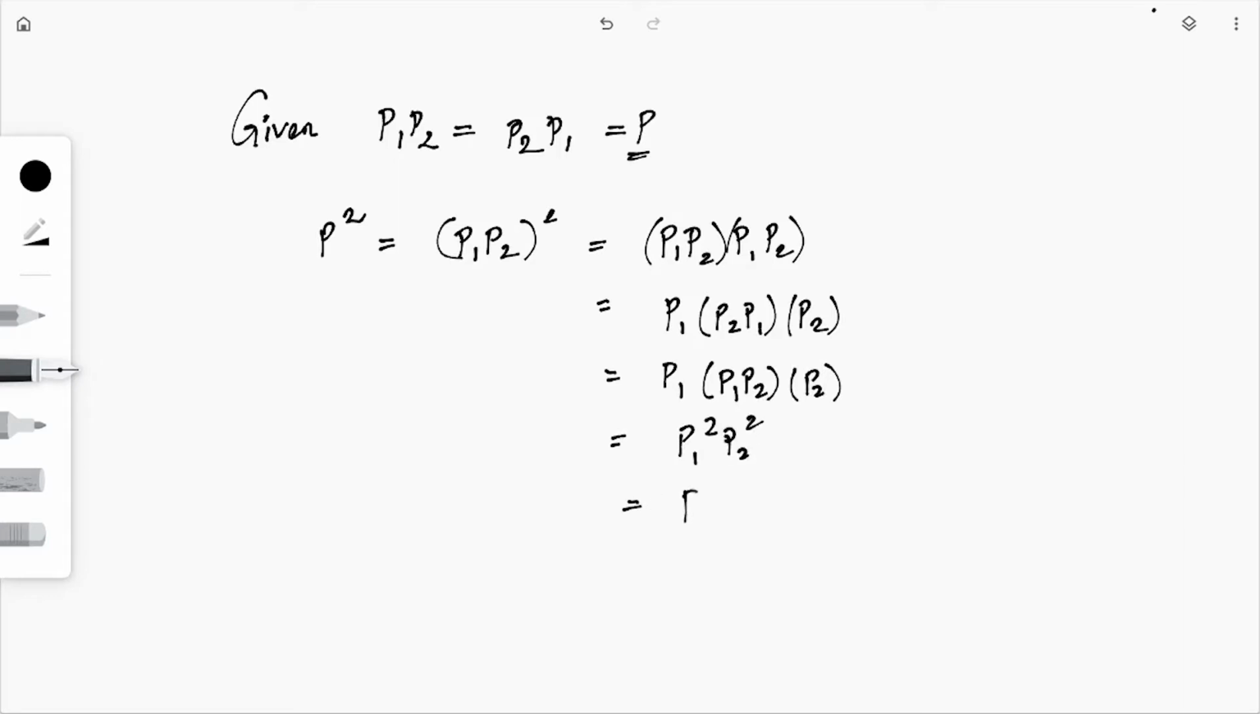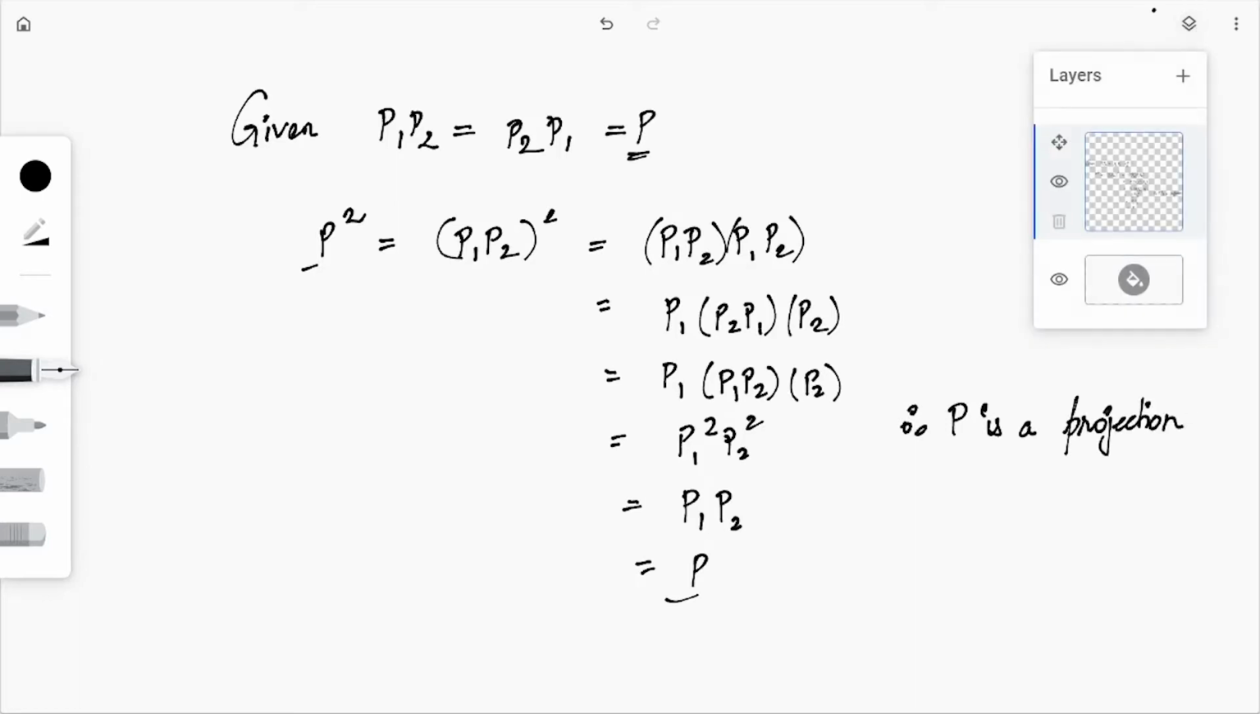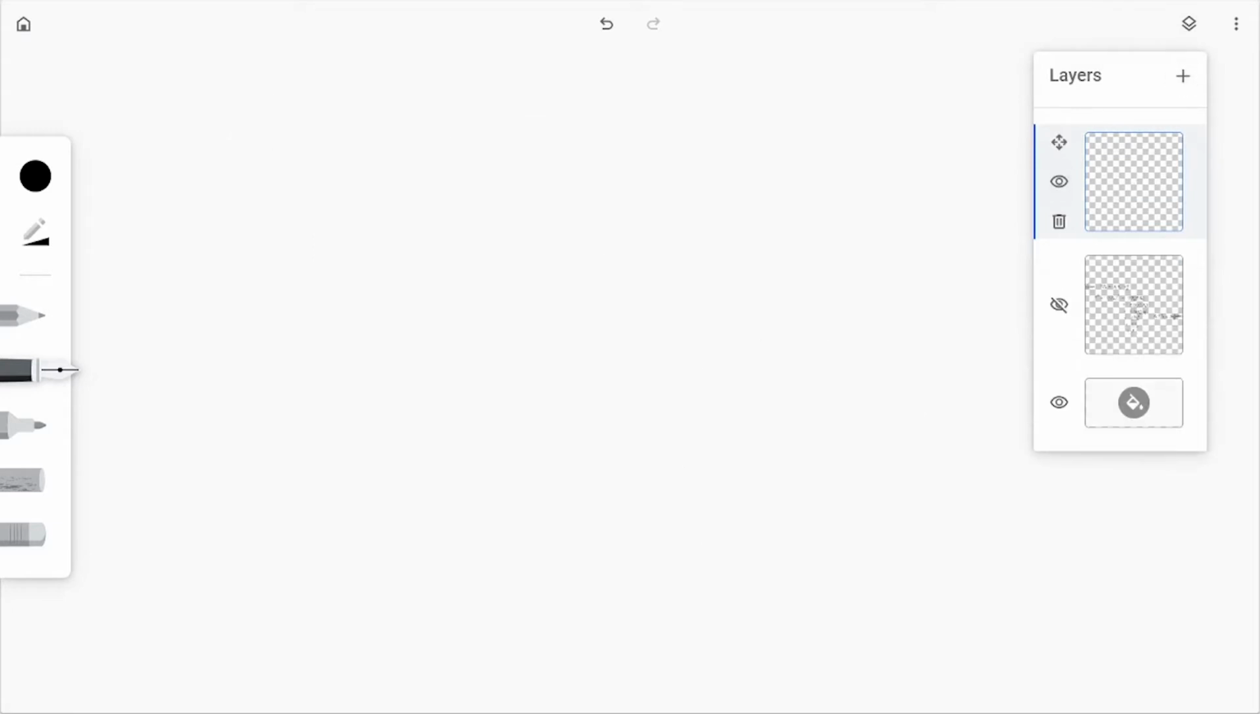P1 and P2 are ortho projections, so they are projections. So this is P1 P2. Now P1 P2 is nothing but P. So I get P square is equal to P. So P is a projection. Now I need to show that it is actually an ortho projection. For that I need to prove that it is symmetric also, right? So let's see how we can do the symmetric part.